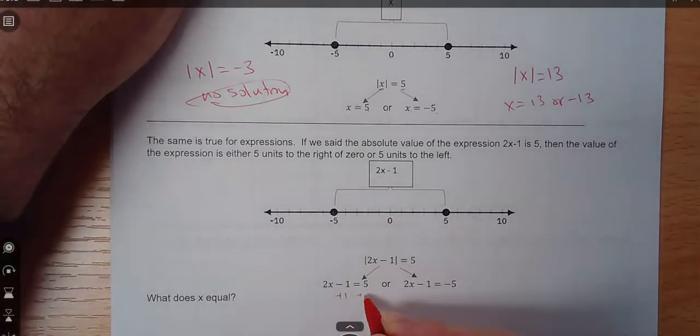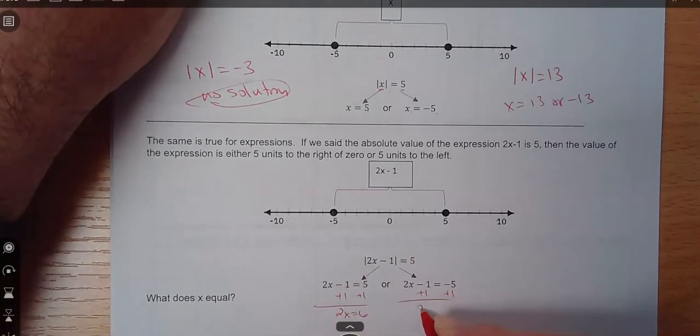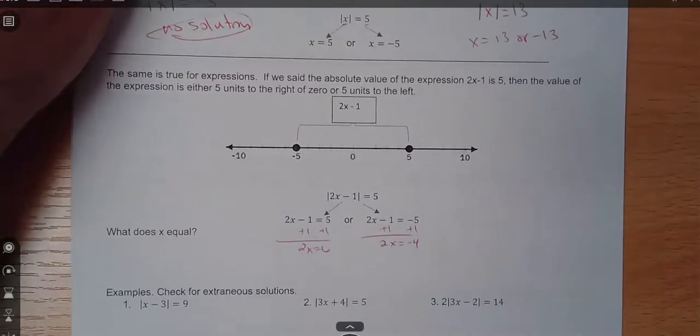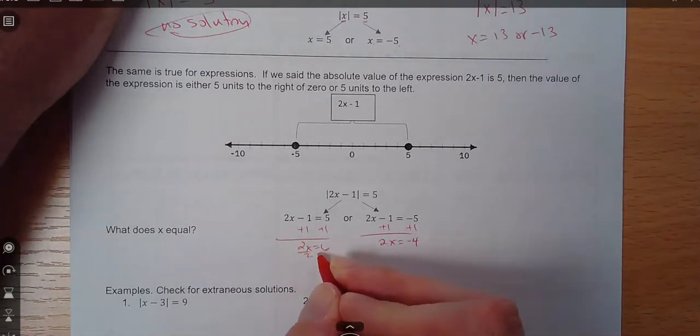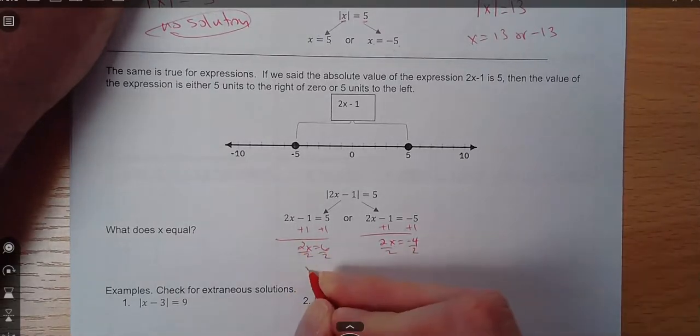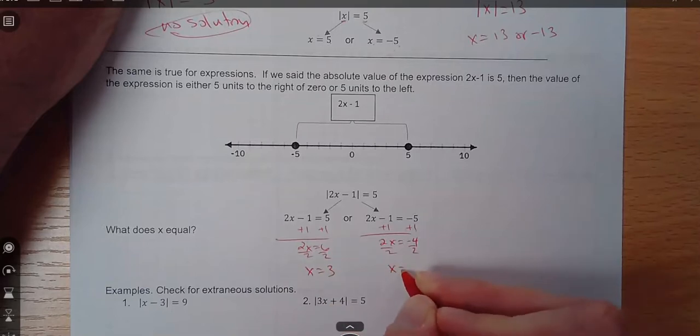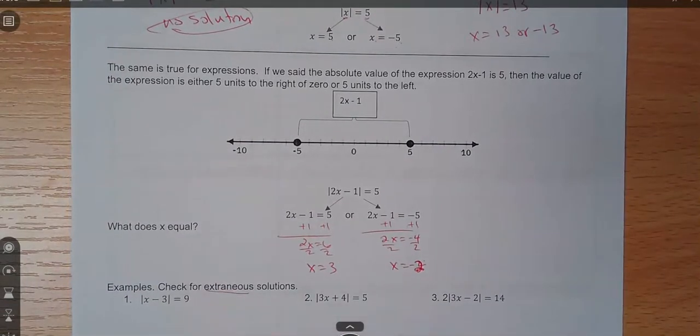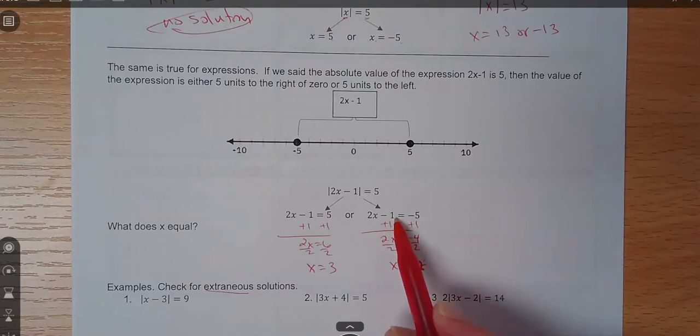If I add 1 to both sides, I get 2x equals 6. Over here, if I add 1 to both sides, I get 2x equals negative 4. So you see how we're going to get two different answers. If I divide both sides by 2, I get x equals 3, and x equals negative 2. You do want to double check now, because there are what are called extraneous solutions. Sometimes we get answers that, because we split it up, might make this equation true, but don't necessarily make that one true. So we want to double check that.